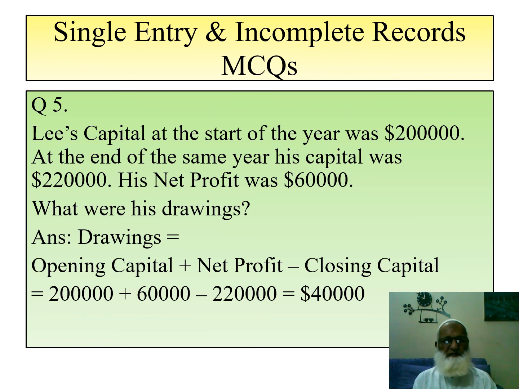His capital at the start of the year was $200,000. At the end of the same year, his capital was $220,000. His net profit was 60,000. What were his drawings? Very easy. Drawings is equal to opening capital plus net profit minus closing capital, which will give us the figure for drawings, and that is $40,000. So this seems to be the last slide. I hope that you would understand it properly.